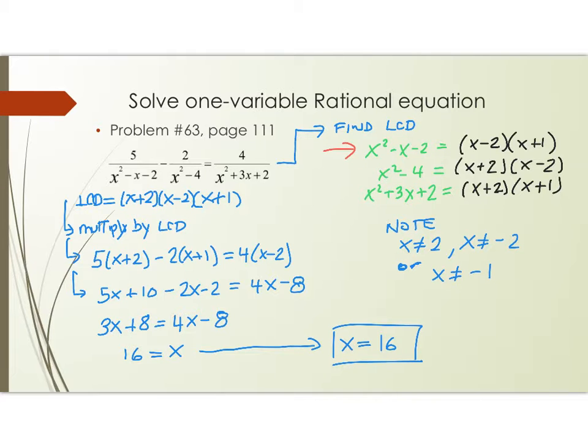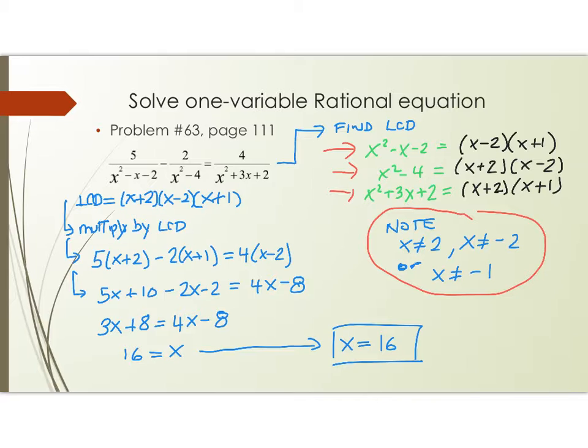So we do the first one, x squared minus x minus 2 is equal to x minus 2 times x plus 1. Then we do the next polynomial, x squared minus 4 turns out to be x plus 2 times x minus 2. And then we do the last one, which is x squared minus 3x plus 2. And we factor that and we find it's x plus 2 times x plus 1. We want to note that we can't have solutions of the following. x cannot be 2, x cannot be negative 2, and x cannot be negative 1.